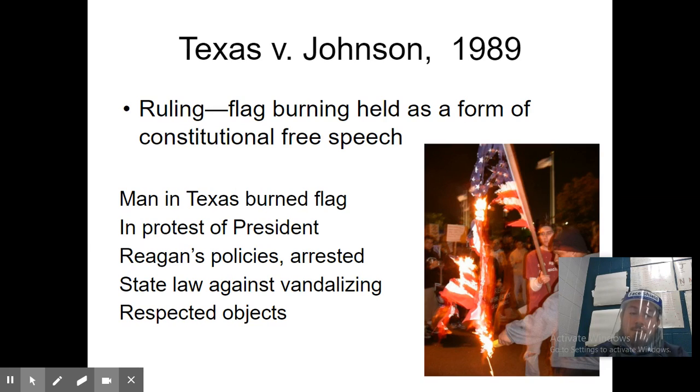Texas v. Johnson. This is also a debated topic, debated court case. It ruled that flag burning held as a form of constitutional free speech. So a man in Texas burned a flag in protest of President Reagan's policies. He was arrested and then went to court. They ruled that he did not incite a riot. There was no clear and present danger. Therefore, this was just another form of free speech.